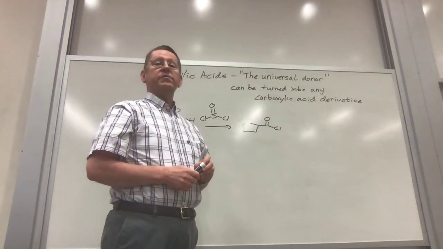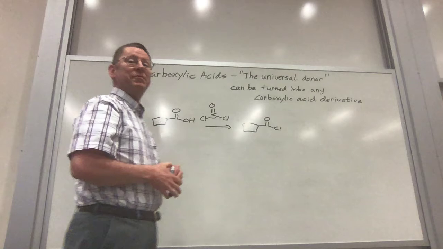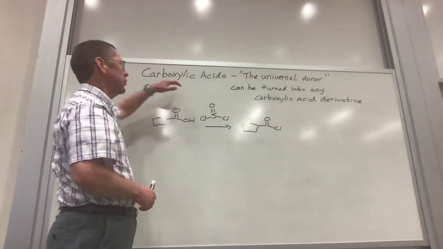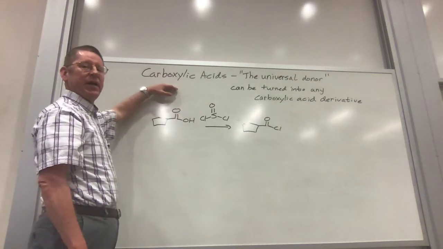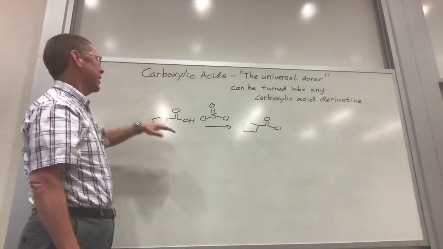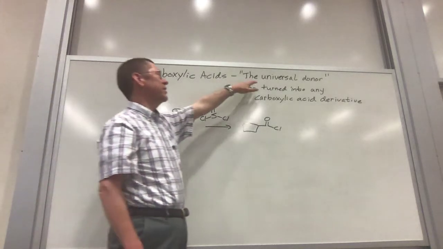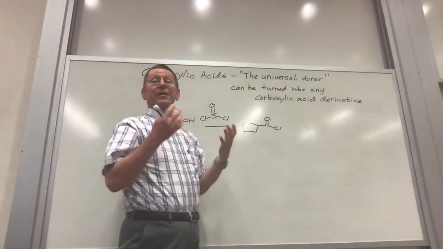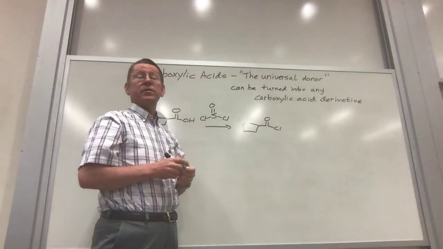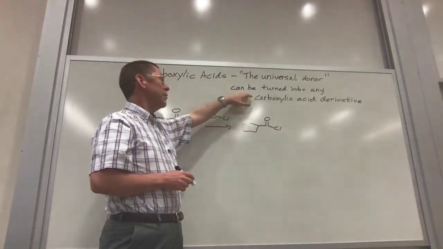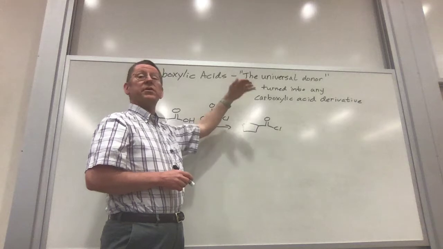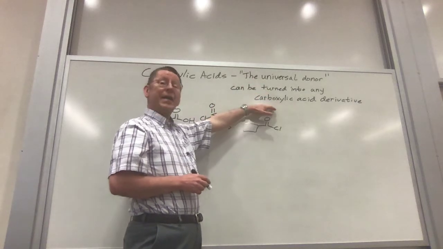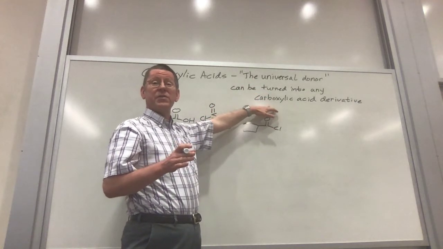All right, so back again, try a few more things. We're moving on to carboxylic acids. Now I tend to think about carboxylic acids as being the universal donor in terms of carboxylic acid derivatives. And that's because carboxylic acids can actually be turned directly into any carboxylic acid derivative.